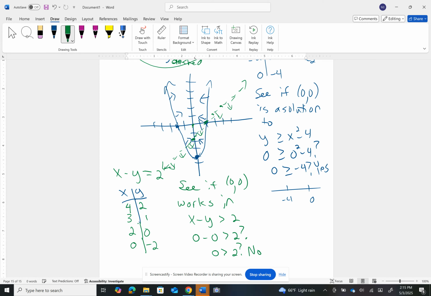Okay. So your final answer would be where you have the blue arrows, right? So you got to be inside the arms of the parabola and below the line. So your final answer, I'll do it in purple, would just be these guys right here, where both colors point into the same region.